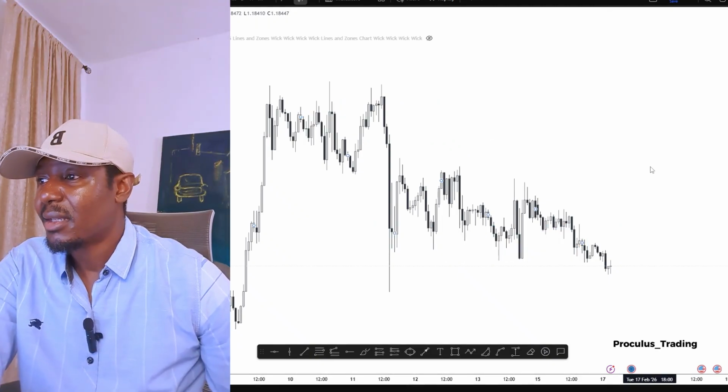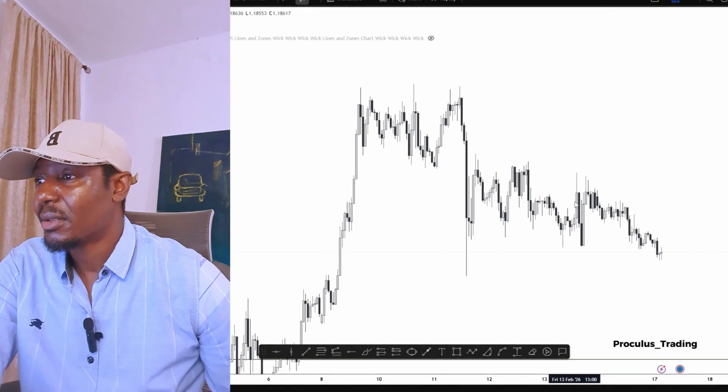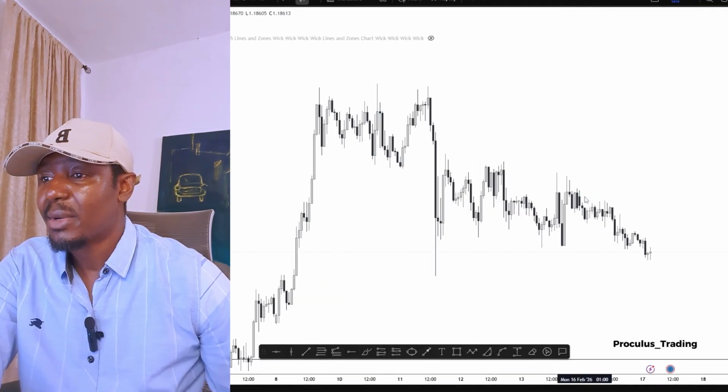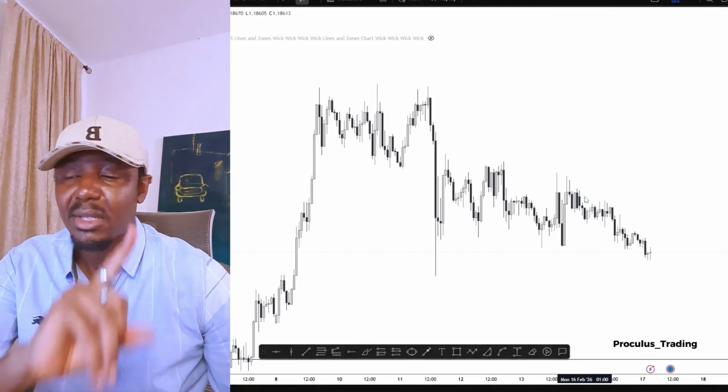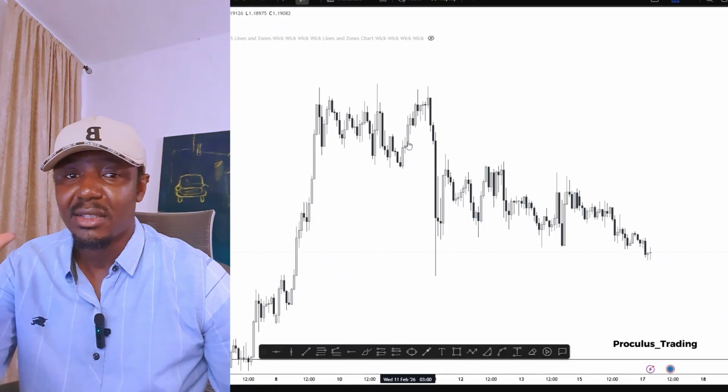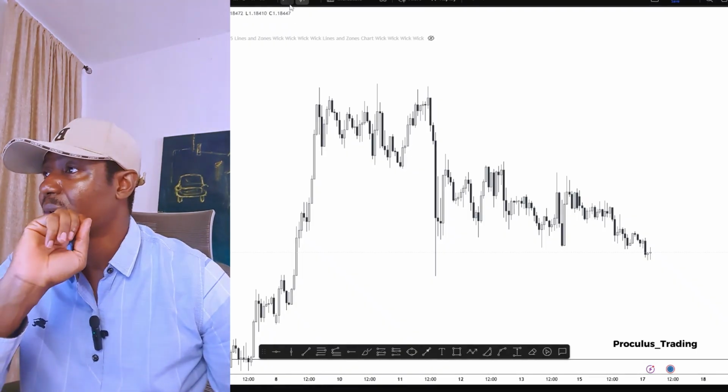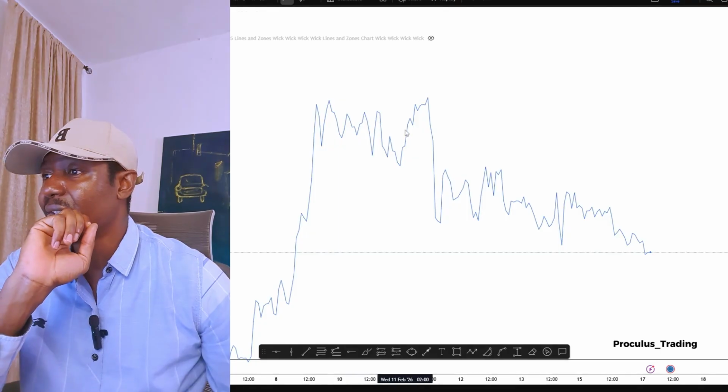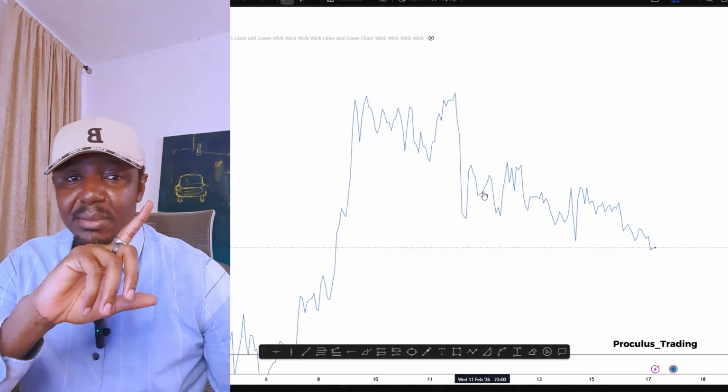So with me right here is the EUR/USD chart, okay? And so when you get a chart like this, the first thing you want to do is convert your candlestick to a line chart by just clicking on the line chart here. So that's the first step, all right?